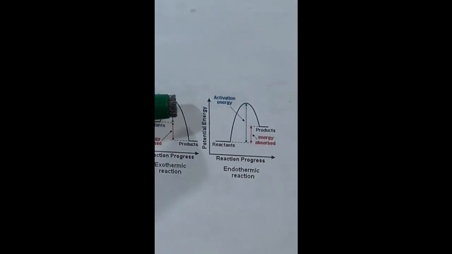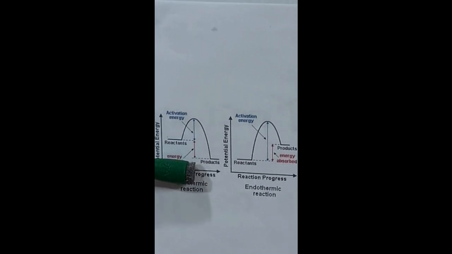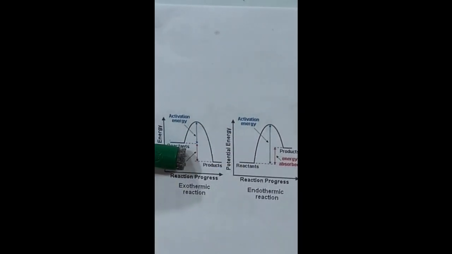The highest point is called the activation energy. This is the amount of energy needed for the reaction to occur. At this point, the reactants are in a temporarily unstable phase. That's called the transition state.